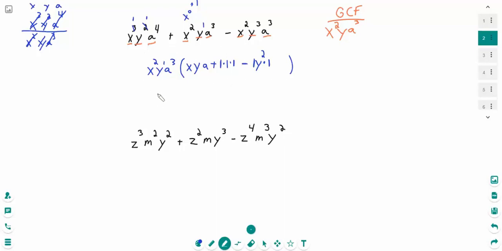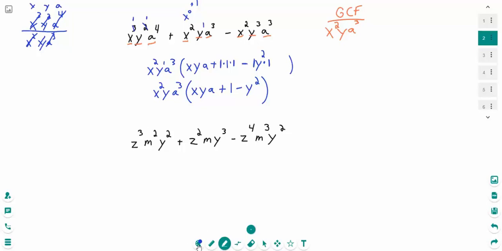So now we can maybe simplify that, maybe write it a little bit nicer. We have x squared y a to the third, and then the first term, xya, plus, now 1 times 1 times 1, that's just going to be 1, minus 1 y squared times 1, well, that's just y squared. And now we have a problem that, if we were to expand it, would require us to use the distributive property. So we've factored out the greatest common factor.